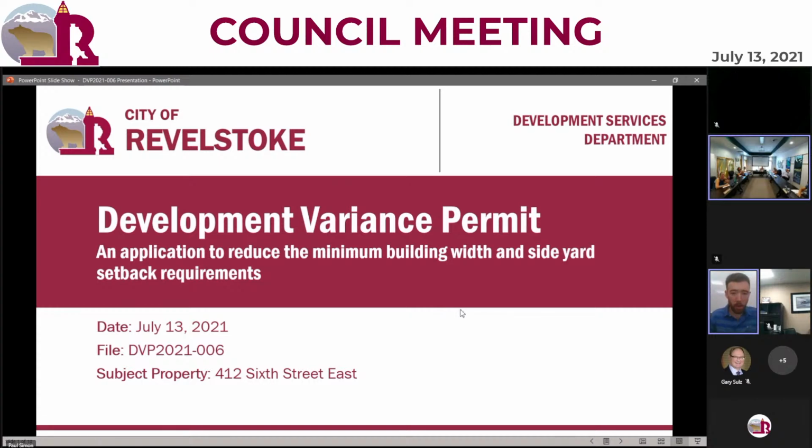So the item that we have before council today is a development variance permit application. This application is seeking to reduce the minimum building width as well as the minimum side yard setback requirements for a property that is located at 412 6th Street East. Your Worship, if there's anyone that can't see the screen or is having any issues, please let me know as I start to run through the presentation.